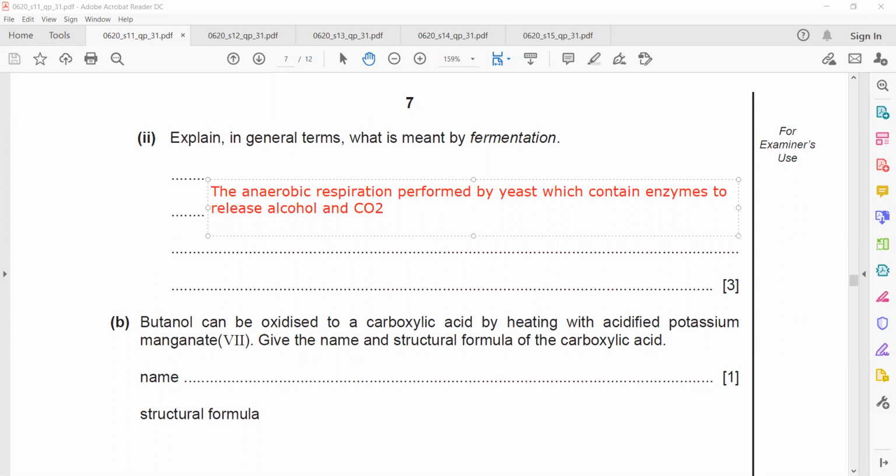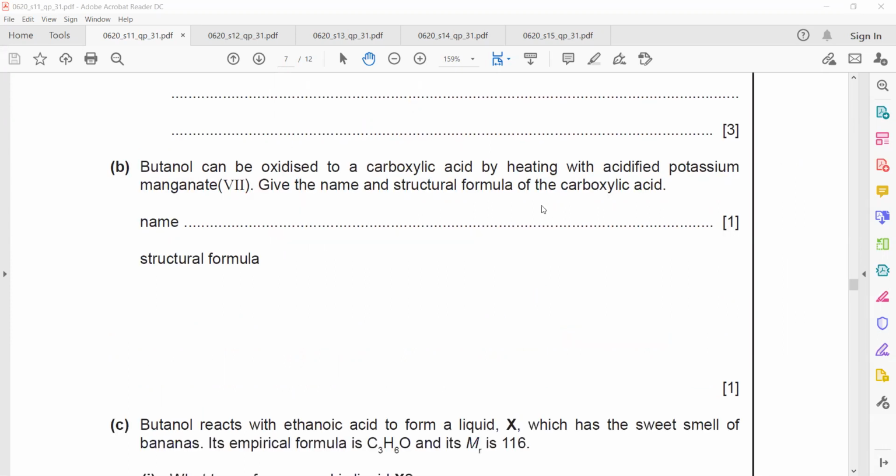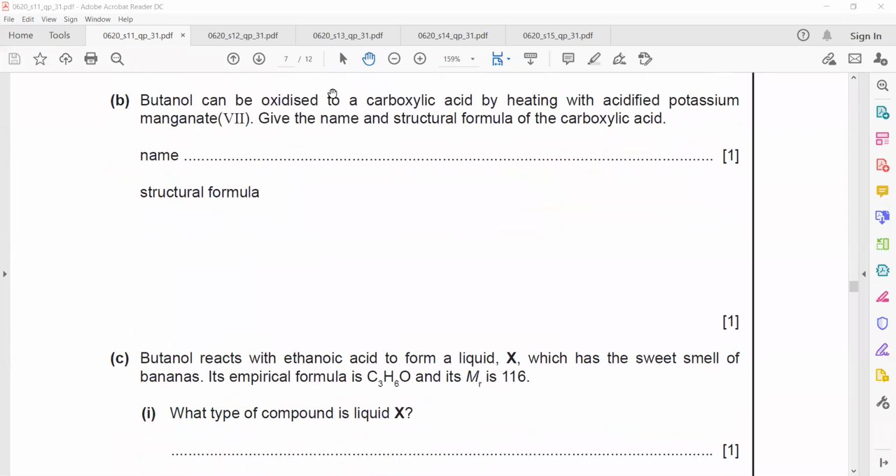The next part: butanol can be oxidized to carboxylic acid by heating with acidified potassium manganate 7. Give the name and structure of the carboxylic acid formed. So oxidation of alcohol produces carboxylic acid. If it is butanol, which carboxylic acid will be there?